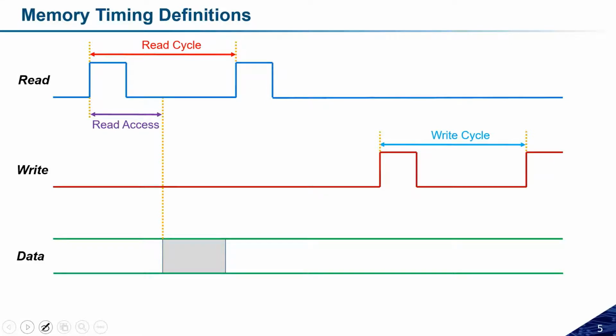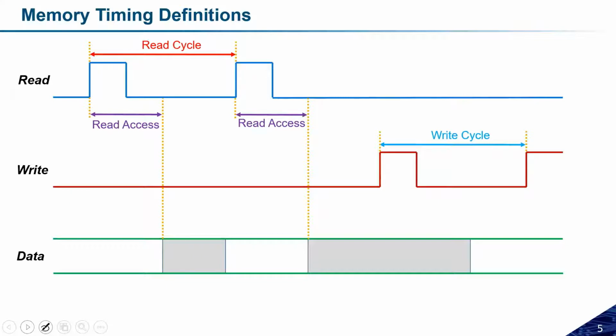Okay. Similarly, suppose I have another read activation just after this one. Once the data is valid, if I want to perform the read operation again, I need to activate the read signal again. This pulse is also like that. This time difference is also the read access time. So the read access time is the time difference between when the read is activated and when the data is valid at the output.